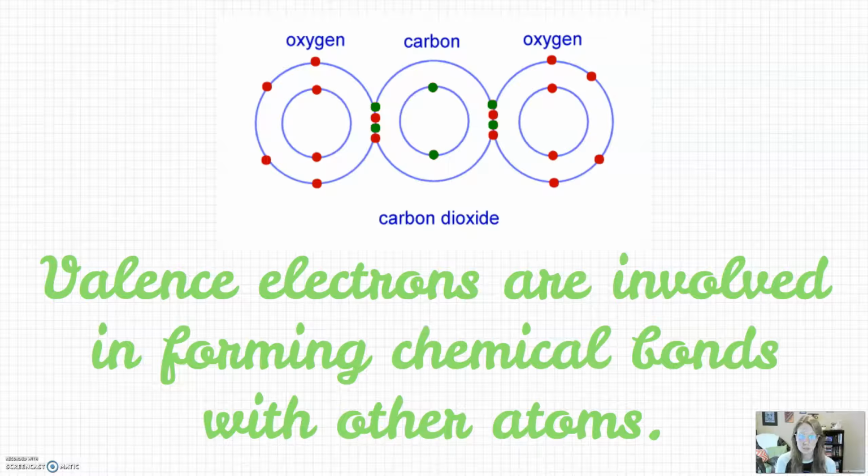Atoms do not just simply float around by themselves. They like to group up and bond or react with each other in order to form compounds like carbon dioxide. In this picture example, we have two oxygen atoms that have reacted with a carbon atom to form this compound, carbon dioxide.